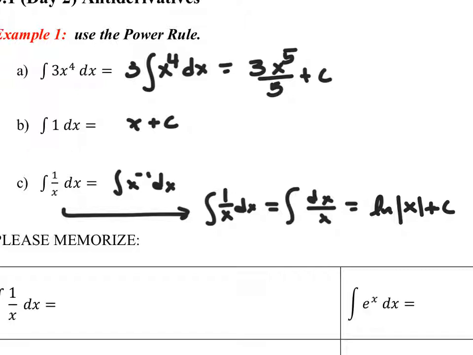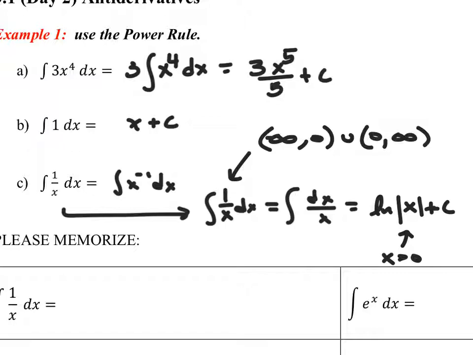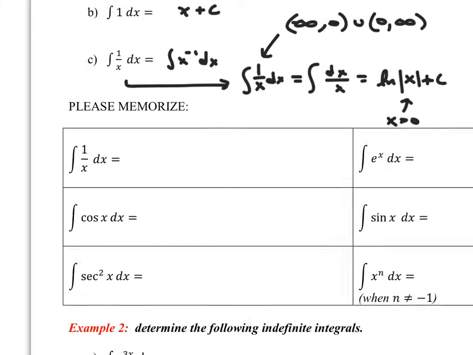Alright, so why the absolute value? Well, that's just to ensure that the domain is what the natural log has, right? So in 1 over x, its domain is all real numbers except for 0. So negative infinity to 0, and then 0 to infinity. We do the absolute value here to ensure that the domain is just x greater than 0.